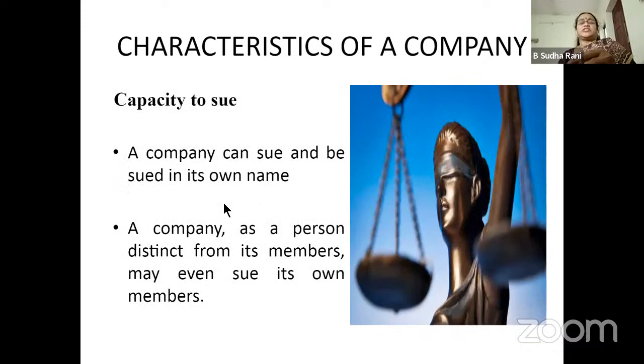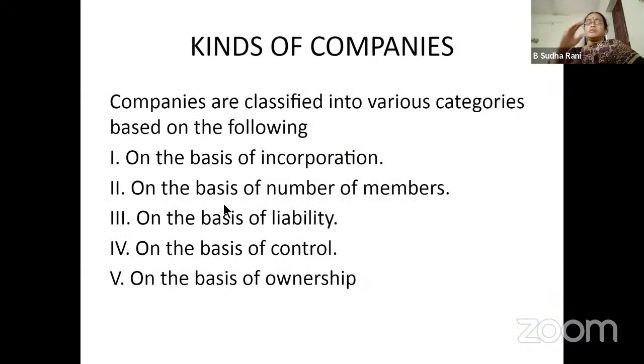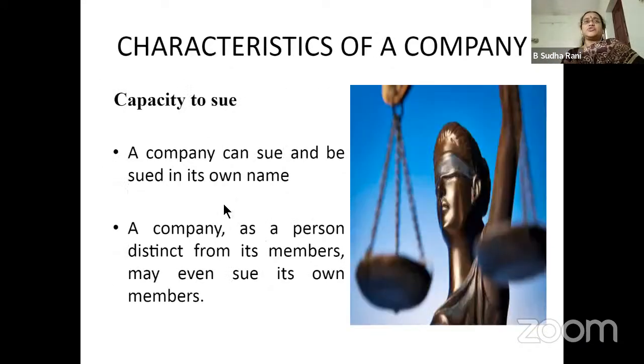The next one is capacity to sue. A company, being an artificial person with legal existence, has the capacity to sue in its own name if it finds anything illegal or required. Those are the characteristics of a joint stock company. So whatever you learned, artificial person, separate entity, perpetual succession, common seal, these are the major characteristics of joint stock companies.